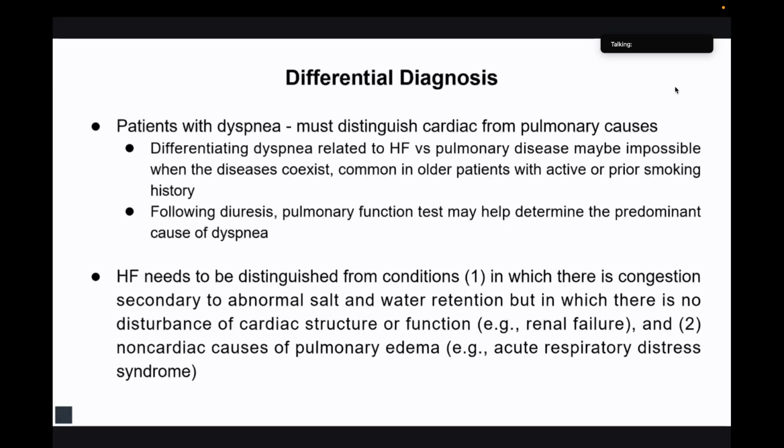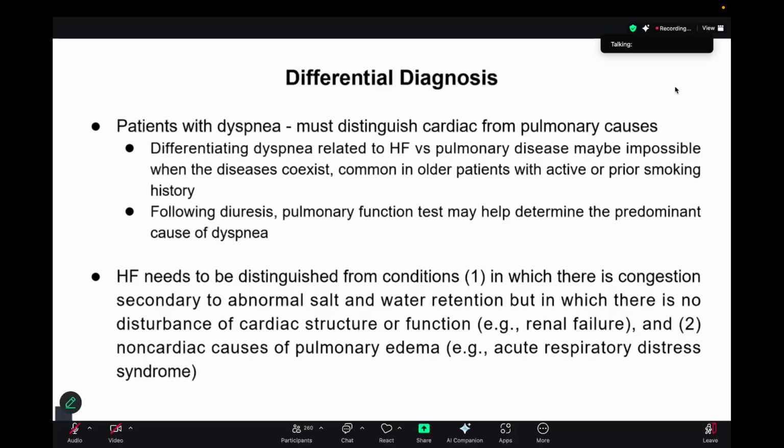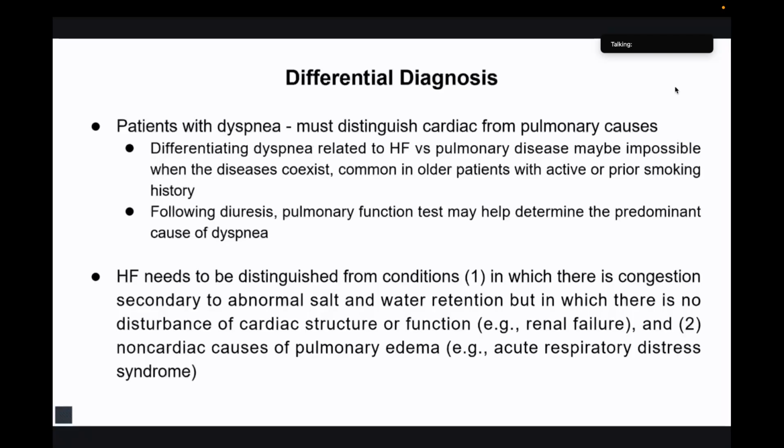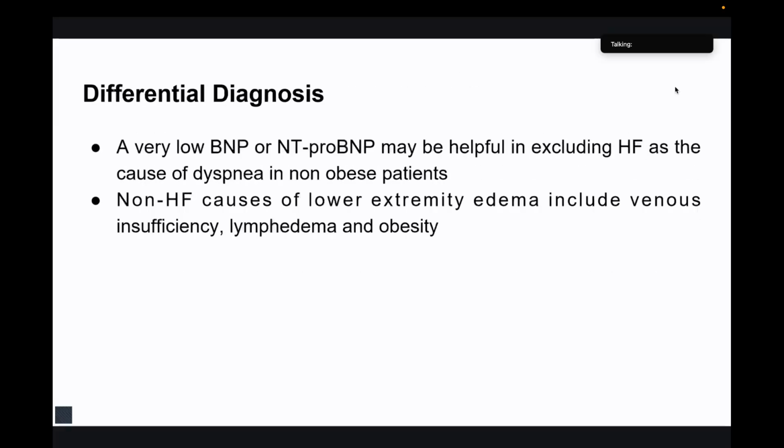Heart failure needs to be distinguished from conditions in which there is congestion secondary to abnormal salt and water retention, but there is no disturbance in the cardiac structure or function. An example would be renal failure. Another condition heart failure must be distinguished from is non-cardiac causes of pulmonary edema, such as acute respiratory distress syndrome. A very low BNP or NT-proBNP may be helpful in excluding heart failure as a cause of dyspnea in non-obese patients.